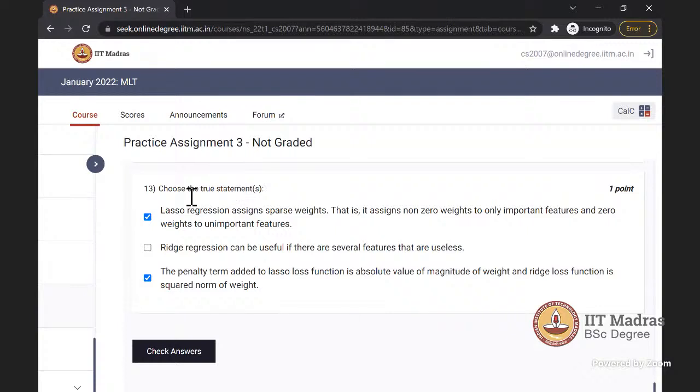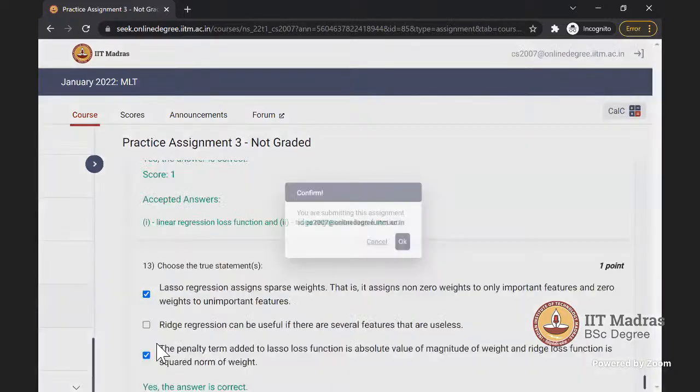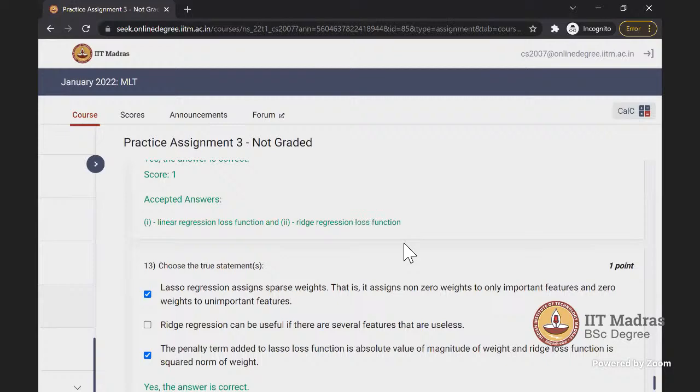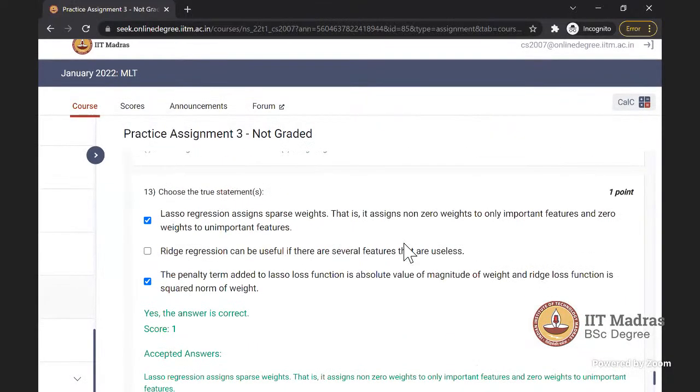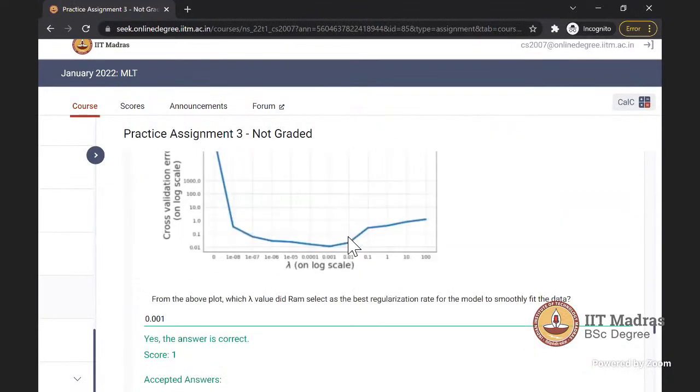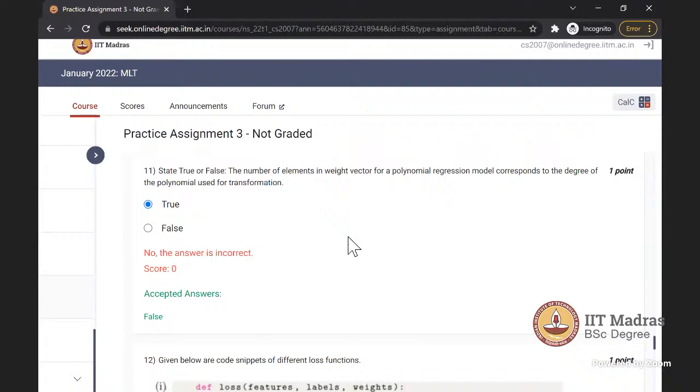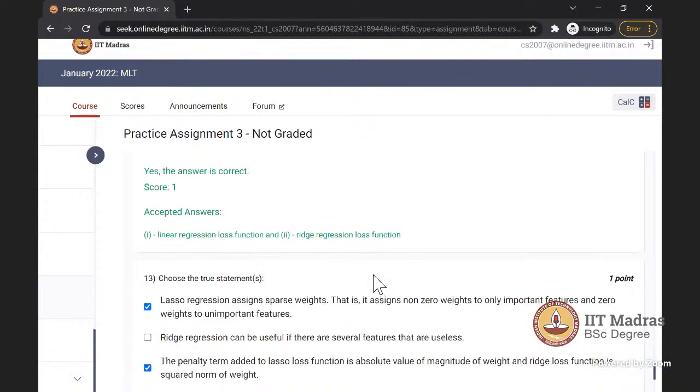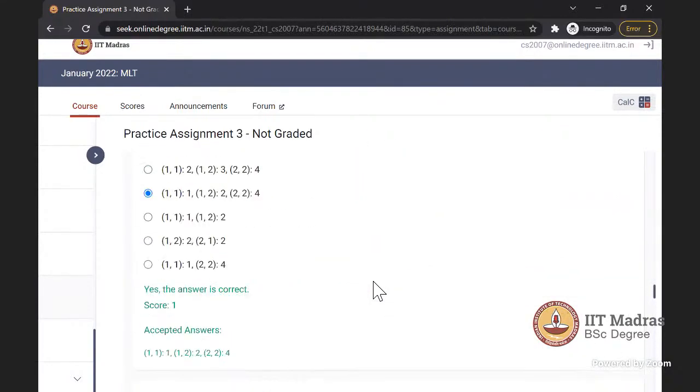So ridge regression can be useful. But there is nothing like ridge regression providing any points against this in a situation where there are several useless features. So I think it should not be included. Yes, I think our analysis was right. Anything which we made a mistake on, I think only this one.